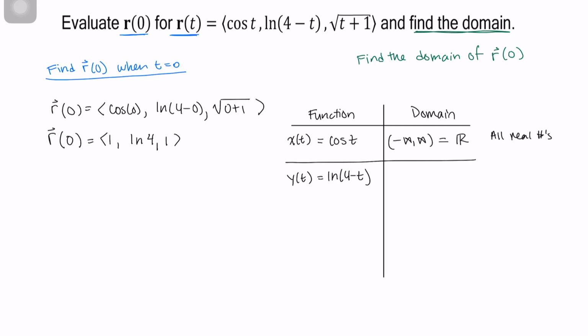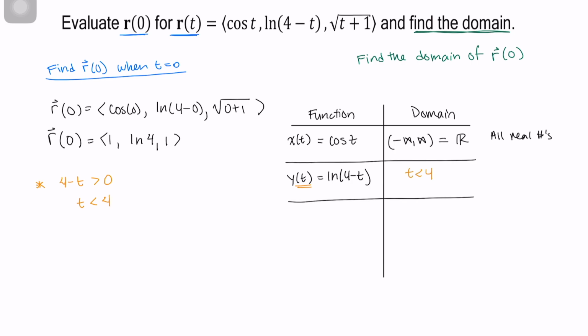So I'm going to do a little work aside here for this one. For the domain of the natural log of 4 minus t, what we need is the argument, so this 4 minus t in here, to be larger than 0. So 4 minus t larger than 0. That occurs when t is less than 4. Okay, so I'll write that down right here.